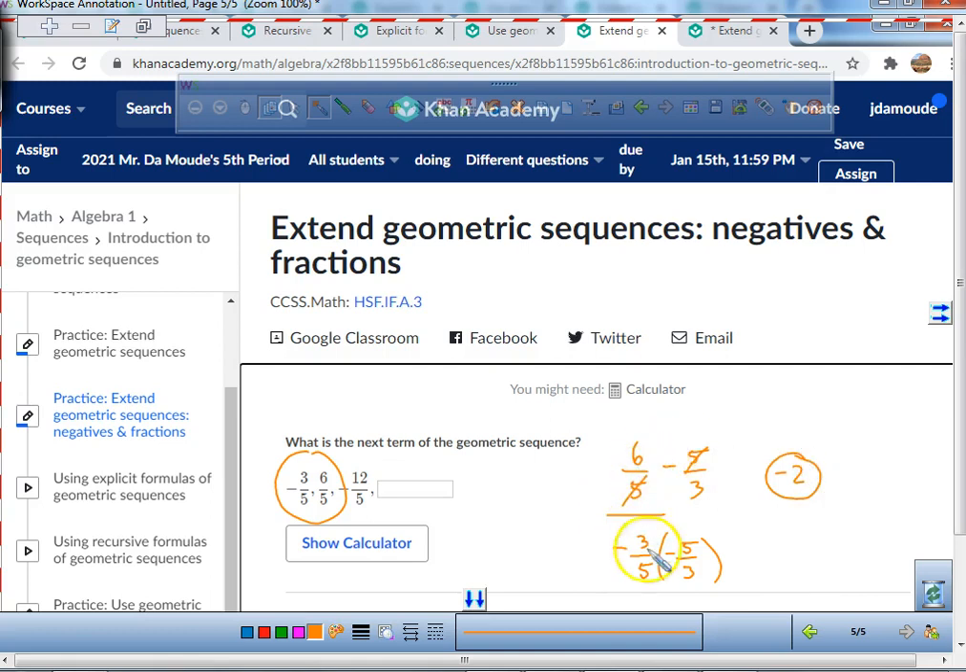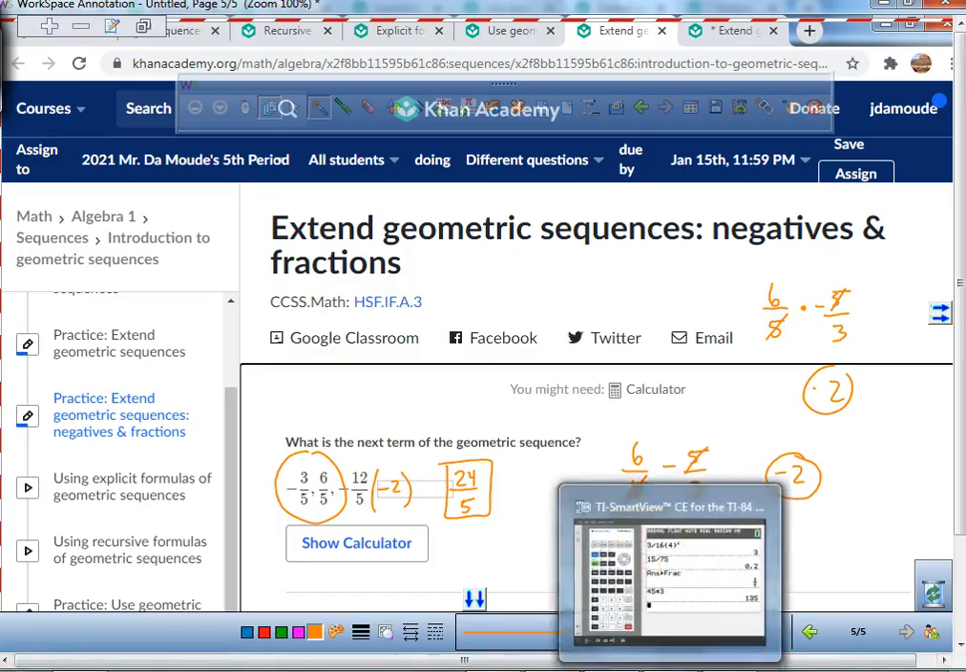So when you take 6/5 and you divide it by negative 3/5, that's like saying 6/5 times the reciprocal of negative 3/5, which is negative 5 over 3. So that's what I was doing. Okay, so that's a negative 2. So all I'm going to do is take a negative 2 and multiply it to this term. Negative times a negative is a positive, so it's 24 over 5. So I'm going to type in 24 over 5.